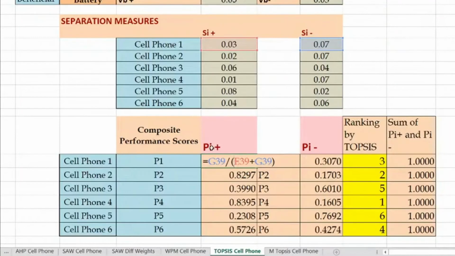First PI plus value for first alternative is SI minus, that is 0.07 divided by 0.03 plus 0.07, right? So this divided by addition of this will give you PI plus for first alternative. We see for third alternative 0.04 divided by 0.06 plus 0.04, right? You can see the formula here. So it is simply a ratio of this value divided by addition of the two values.